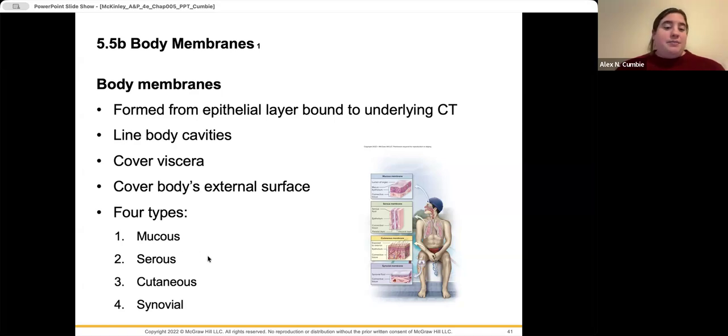But we also have other types of membranes. We have mucous membranes lining respiratory and digestive tracts. We have the cutaneous membrane, which is your skin, comprised of your epidermis and your dermis. And then we even have synovial membranes, which line your joints.